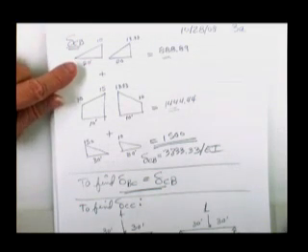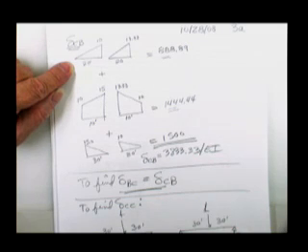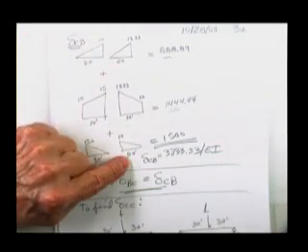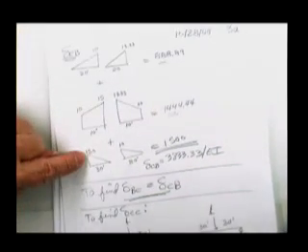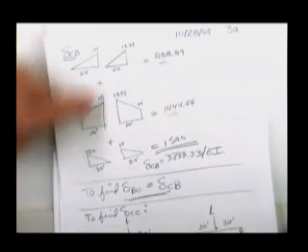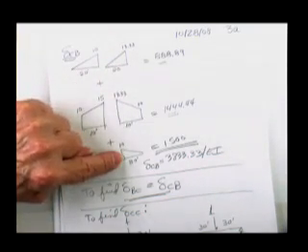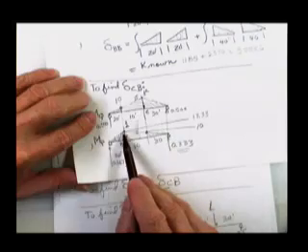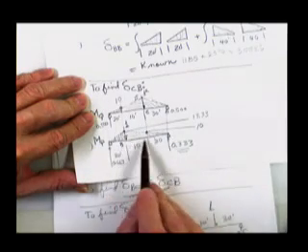These are the moments due to the Q loads, and these are the moments due to the P loads. This was due to a unit load at B. This was due to a unit load at B. If you draw the moment diagrams in reverse, put this one here and put that one there.